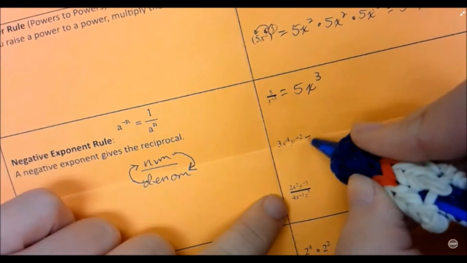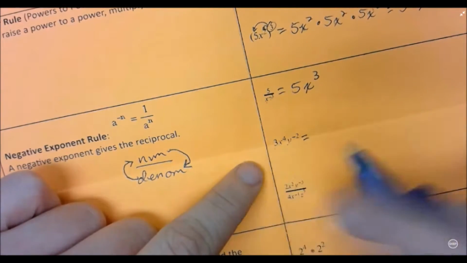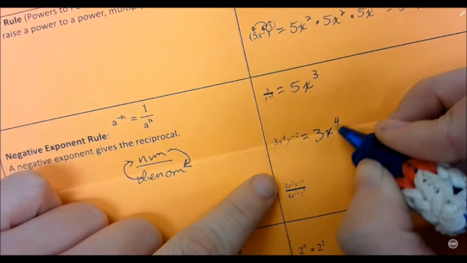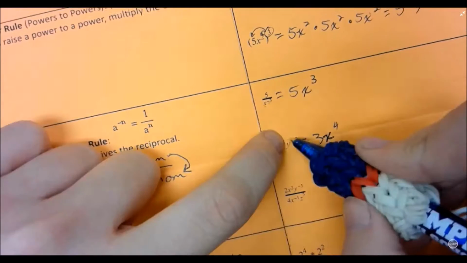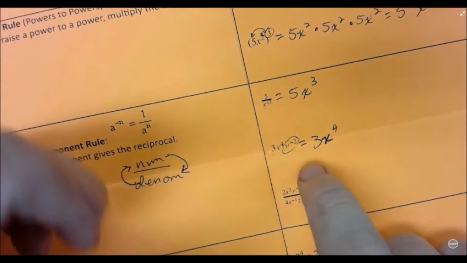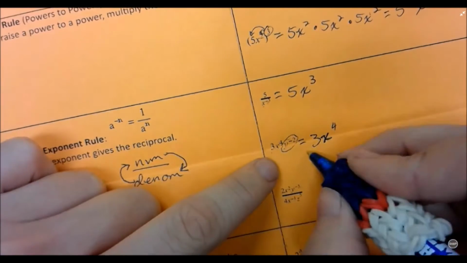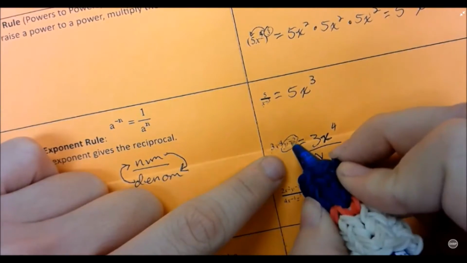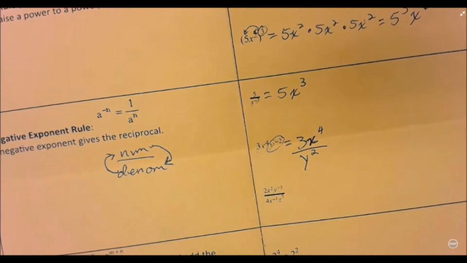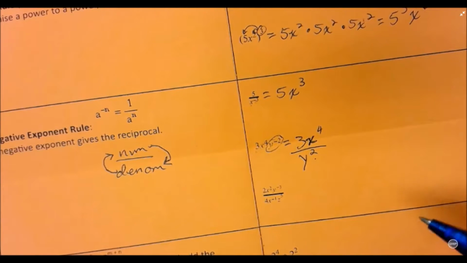Next one. So 3x to the fourth, no negative exponents there, just write 3x to the fourth. Now y to the negative 2, there's a negative exponent. Since it's in the numerator right now, that negative exponent tells me it's going to go to the denominator, and the negative exponent is going to become positive, so y squared. So 3x to the fourth over y squared is what that becomes when you simplify it.